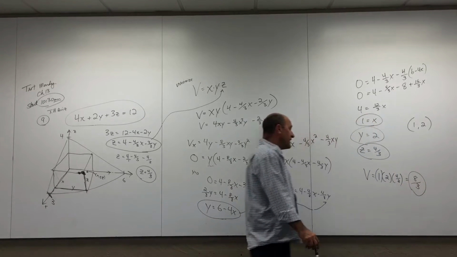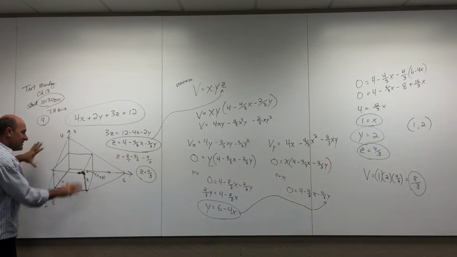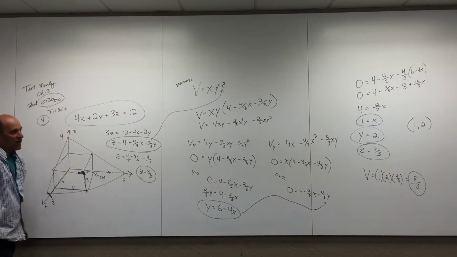That's the largest box that has a corner right there and sits in here underneath this plane. There's a plane slicing through here, and this box fits in that corner. It's got that volume.